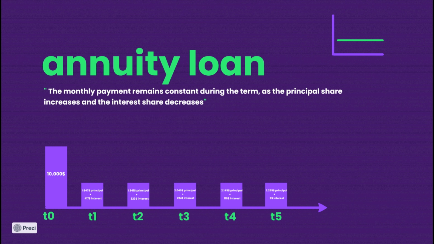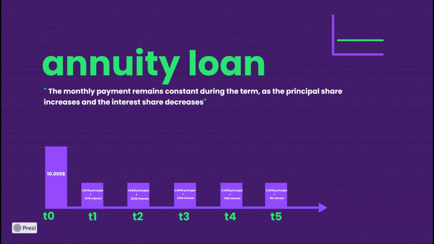Here's an example. With an annuity loan of $10,000 and an interest rate of 5%, you pay a fixed monthly installment, in this case $2,264. Initially, this installment mostly consists of interest and only a small portion of principal repayment. Over time, the outstanding balance decreases and the interest portion gets smaller, while the principal portion of the installment increases. This means you pay off the loan continuously through the fixed installments.